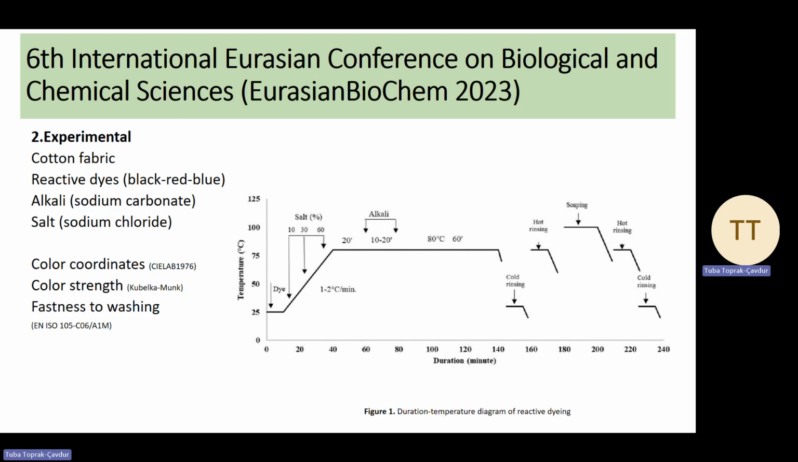The reactive dyeing and washing cycle is given in Figure 1. The color coordinates were measured and color strength values were calculated using a conical Minolta spectrophotometer. Color strength values were calculated using the Kubelka-Munk equation. The washing fastness measurements of dyed fabrics were carried out in a color fastness tester.